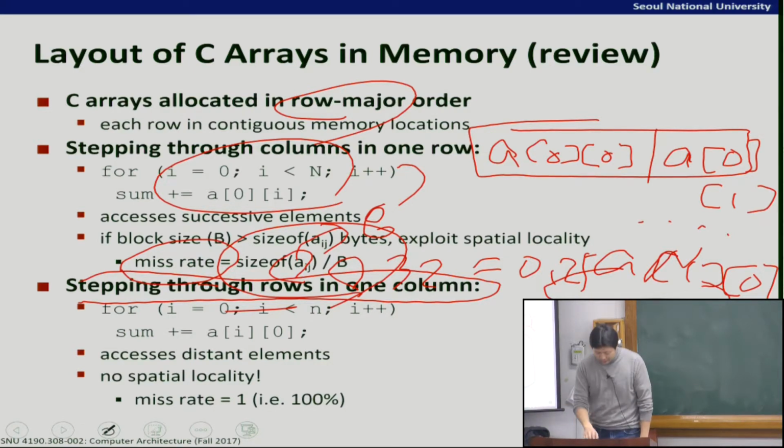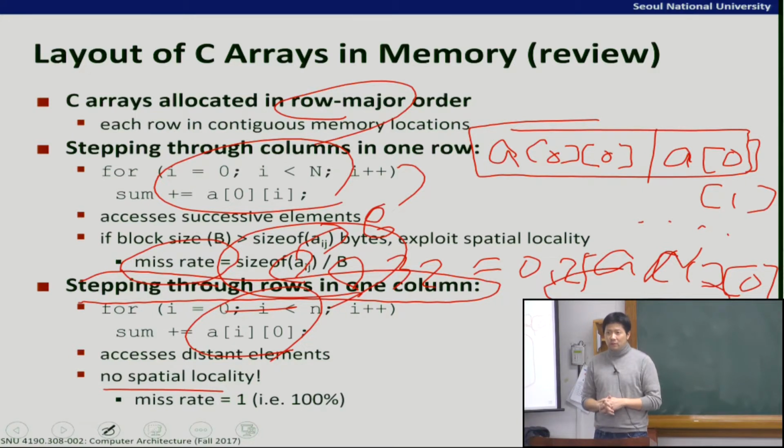So in other words, there's no special locality. It keeps requesting new data from a new row, and then every request actually generates a cache miss. So in this case, the cache miss rate will be 1, meaning 100%. So this one is a very poor access pattern. In terms of locality, this is a very poor program.